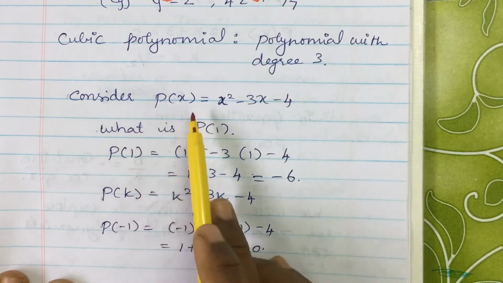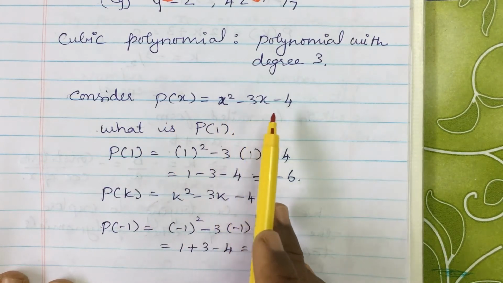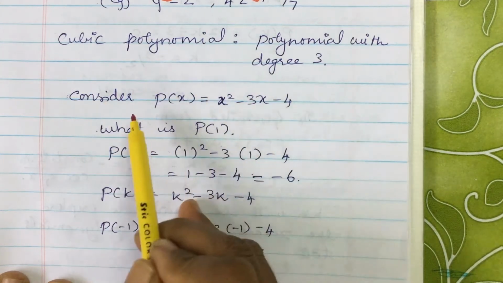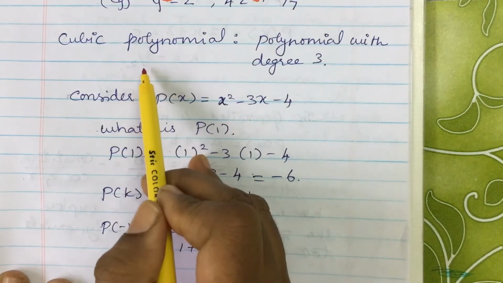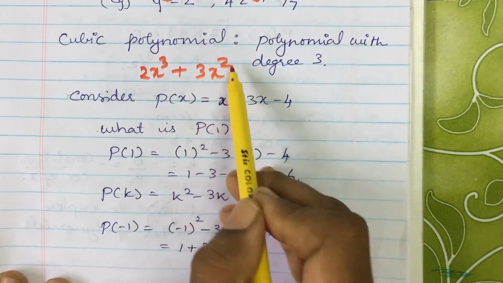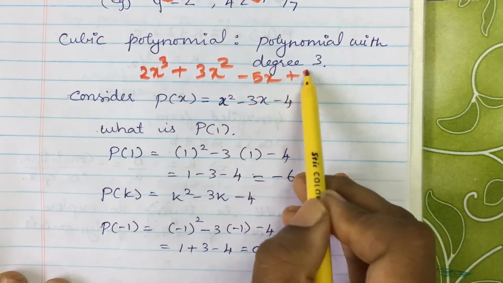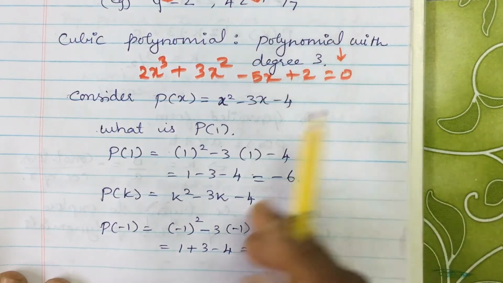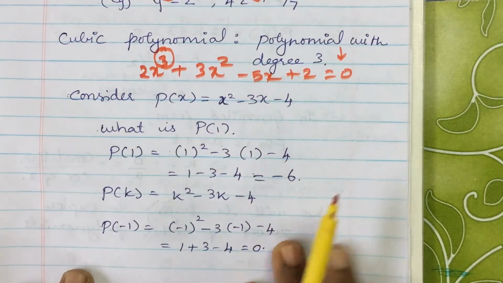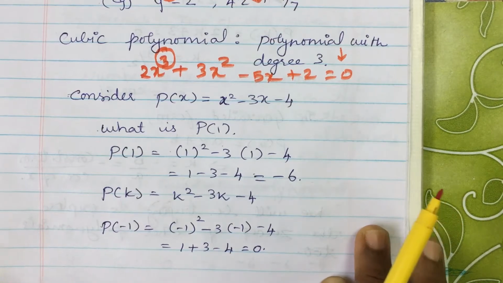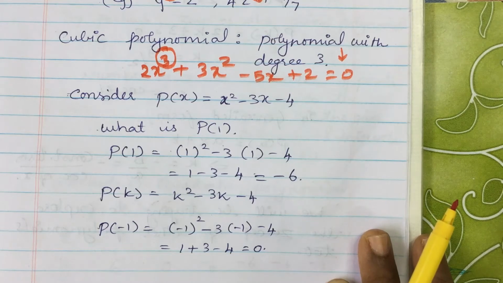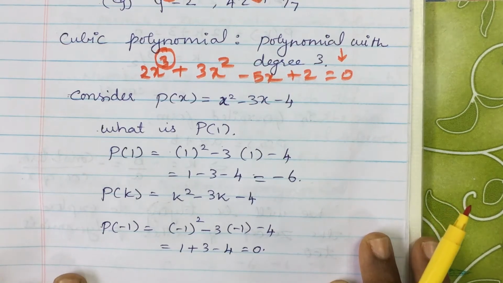So consider some example: p of x is equal to x square minus 3x minus 4. I'm sorry. So this is not the example for cubic polynomial. Here you can say 2x cube plus 3x square minus 5x plus 2 equal to 0. You can take this as an example for cubic polynomial. The highest degree of the variable taken here is 3, right? The highest degree of the variable, what variable here it comes? X is the variable in the considered polynomial. The highest degree of x is 3. So the degree of this polynomial is 3.